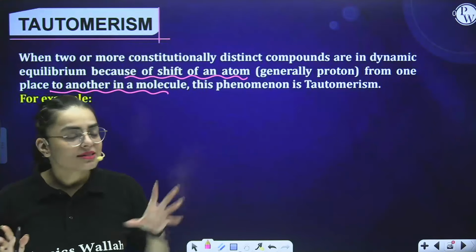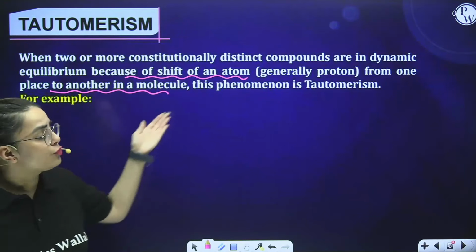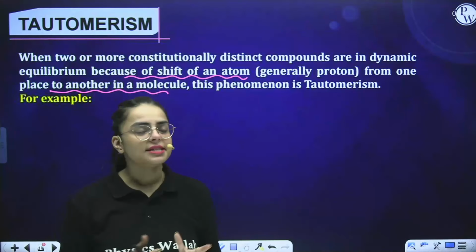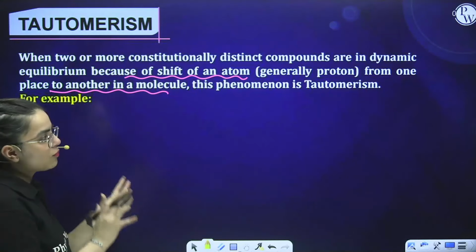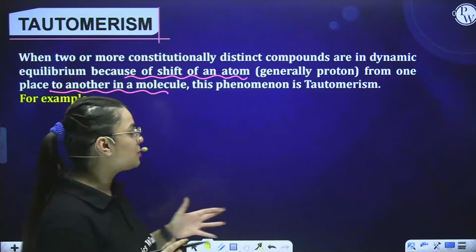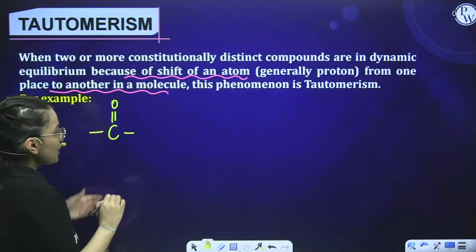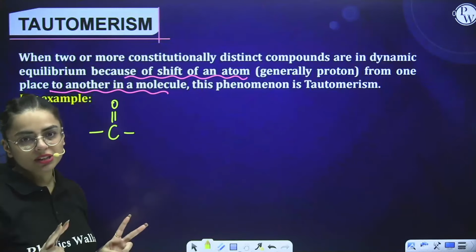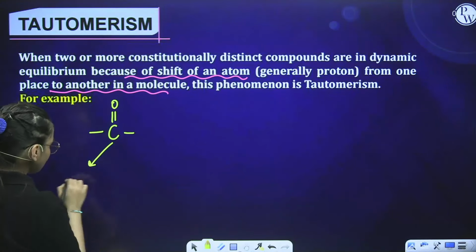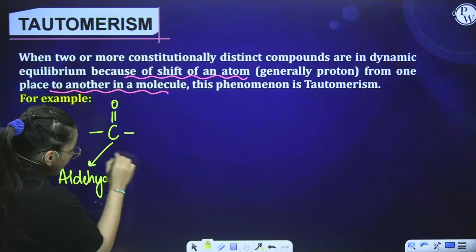Now let us take its example, and with the help of example I am going to show you the shift of the proton from one atom towards another atom. So students, now let us take case for the tautomerism. Now first of all, let me tell you, tautomerism occurs in carbonyl compounds, and carbonyl compounds contain this carbonyl group, C double bond O. Now this group is present in both cases, in aldehyde as well as in ketones. So what I can say, this is present in both of the cases, in aldehyde and in ketone.